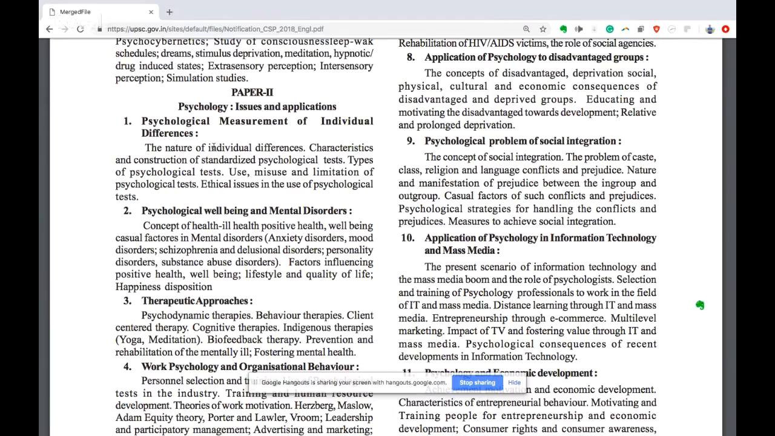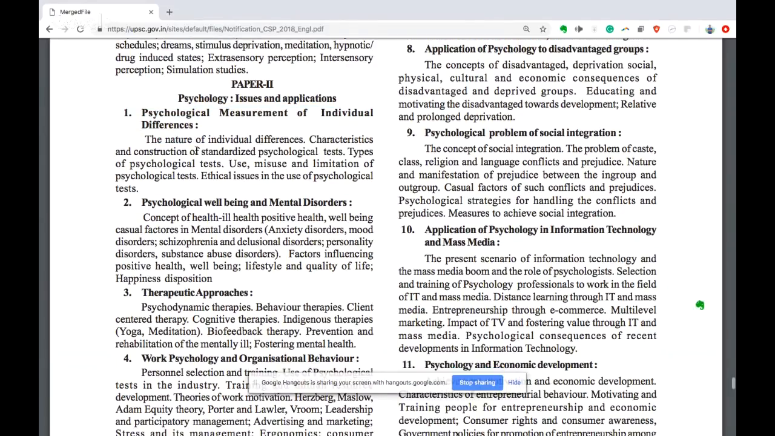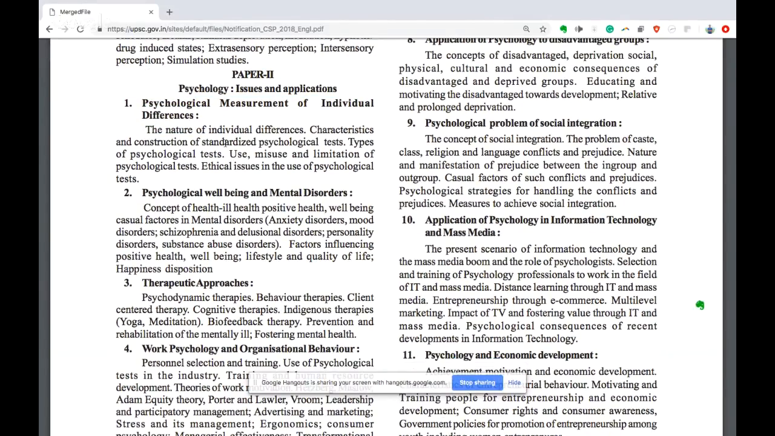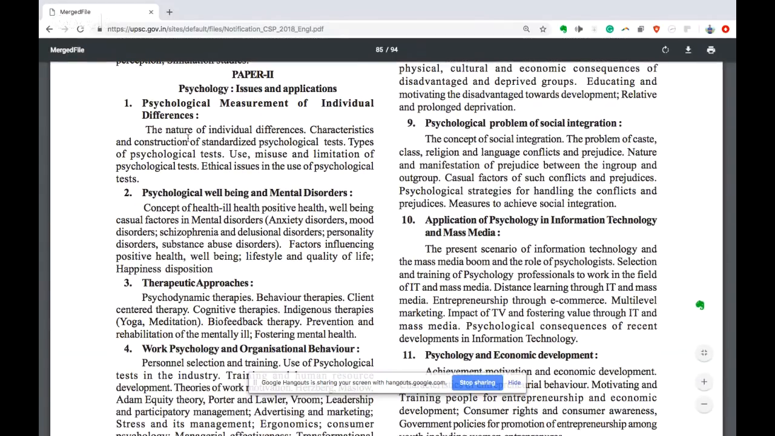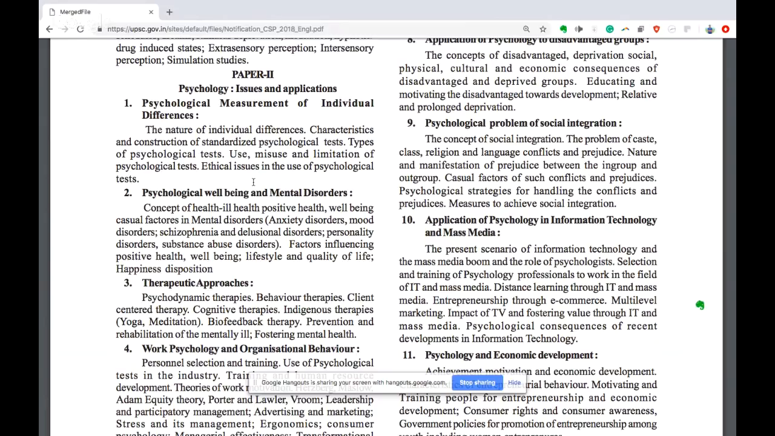Okay, let's go one by one. Psychological measurement of differences. Here you will read mostly about the different scales to measure emotion, intelligence, and those things, which we'll cover mostly in paper 1 only. But here they'll concentrate on ethical issues: whether you should tell somebody they are more intelligent than another, and whether IQ is a good scale ethically or not. So basically, if you tell a child beforehand that your IQ is low, he'll be demotivated and might not do well in life. His confidence level will be affected. Those things.